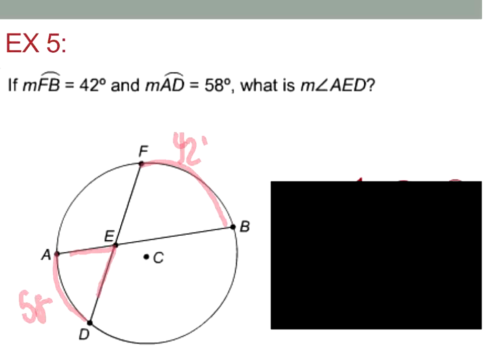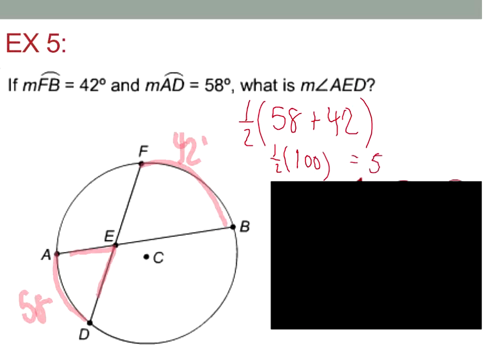Everybody with me? Okay, let's type in my formula. It's 1/2 of arc 1 plus arc 2. So what am I adding together? 58 plus 42. Let's figure it out. What's half of 58 plus 42? So this would be 100. And half of 100 is 50. So what's the measure of AED? 50. This one's 50.